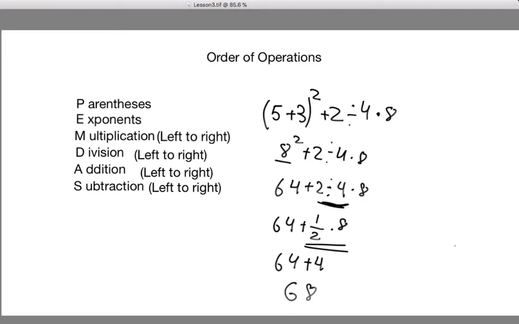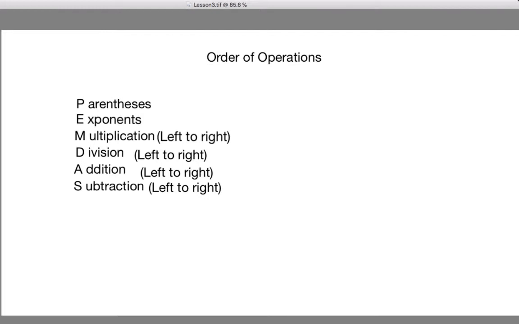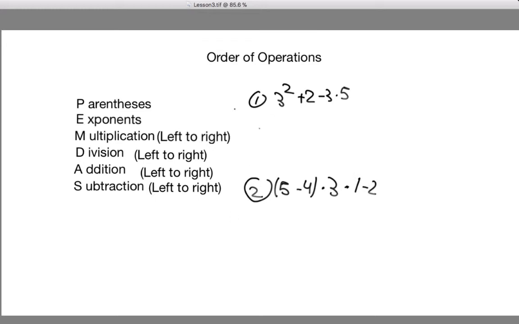Okay, nice job, guys. So now I'm thinking of giving you 2 other additional practice problems, which you should try on your own to solve. First one would be 3 squared plus 2 minus 3 times 5. Second one is 5 minus 4, times, I'm just using the dot for times, 3 times 1 minus 2. Okay, so you should pause the video and then probably unpause it when you're ready. Just try to see how I worked it out myself.